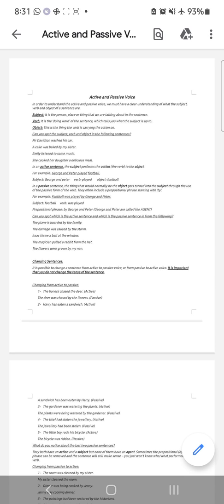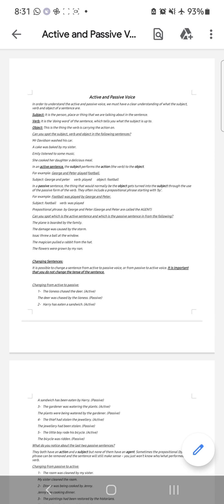Okay, so in order to understand the active and passive voice, we must first have a clear understanding of what the subject, verb, and the object of a sentence are. Now, the subject is the person, place, or thing that we are talking about in the sentence. The verb is the doing, or it could be the being as well. It is the doing word of the sentence, which tells us what the subject is up to. And the object is the thing that the verb is carrying the action on.